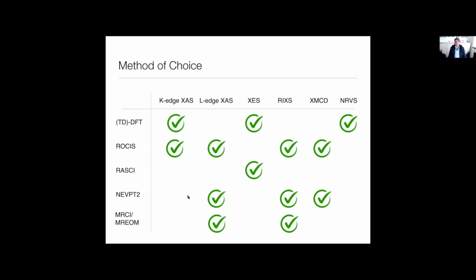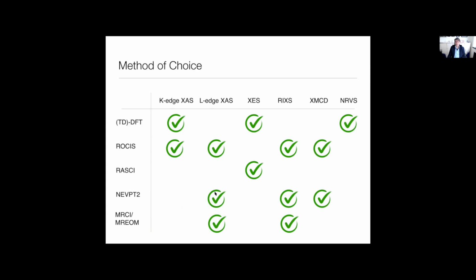Then ROCIS, of course, can be used for any of these spectra also, and I think that is a mistake here. It can also be used for the X-ray emission. And it's definitely a better choice for L-edge XAS, RIXS, and XMCD, as I will show you a little later in the talk. RASCI can be very useful for XES spectroscopy, especially for calculating main lines where DFT totally fails. So DFT is only working for the valence-to-core region. And NEVPT2 is great for calculating L-edges.